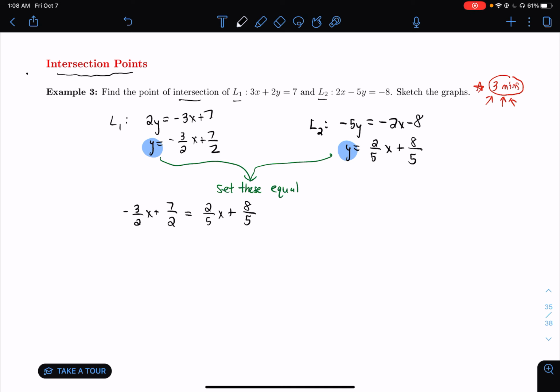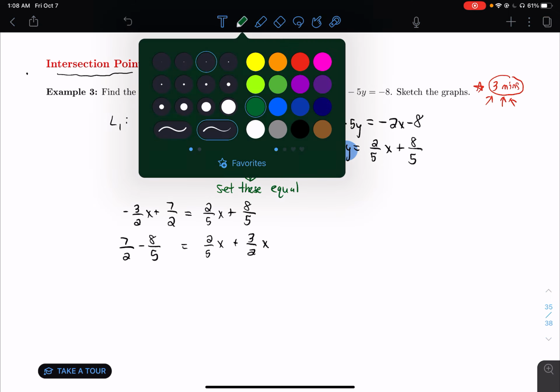Okay, so now let's bring all of the x terms to one side, and everything that doesn't have an x to the other. I'll keep 2 over 5 x where it is, because I like that it's positive. And then I'll move over the negative 3 halves x, so it gets added, so plus 3 halves x. And then I'll keep 7 over 2 on the left, and I'm going to subtract the 8 over 5. So I am either subtracting or adding fractions on both sides, so we will have to get some common denominators.